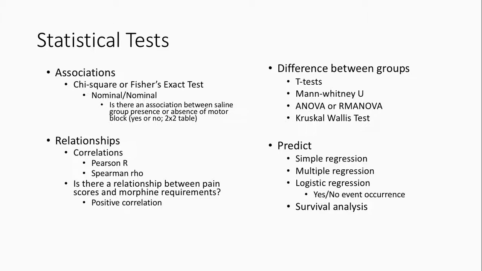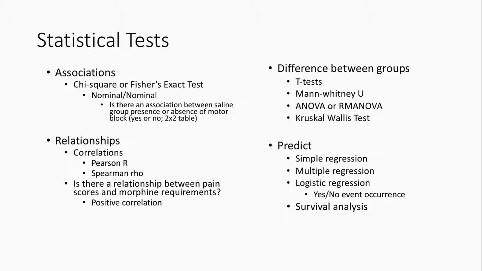Are you looking at differences between groups? This is what may lead us, if it's a normal distribution, to a t-test. Non-normal may be a Mann-Whitney U. If you have more than two groups, an analysis of variance, or if you have more than two measurements, you may do repeated measures analysis of variance. Or a Kruskal-Wallis test if the data is non-parametric and you have more than one measurement.